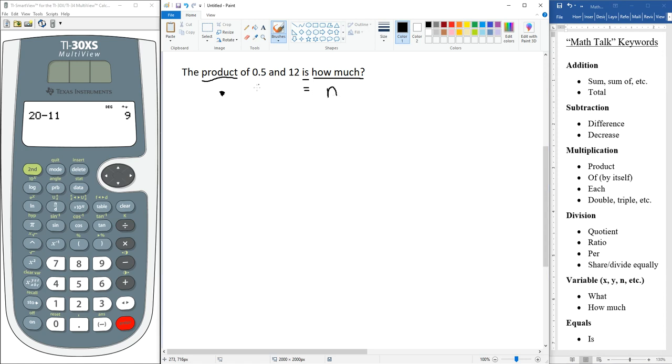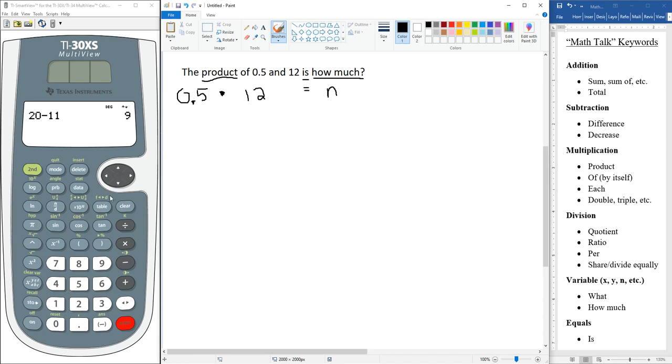So the product of 0.5 and 12. Okay, so we have our multiplication sign here. That's going to be our dot. So we have 0.5 and 12. Okay, so 0.5 times 12 equals n.